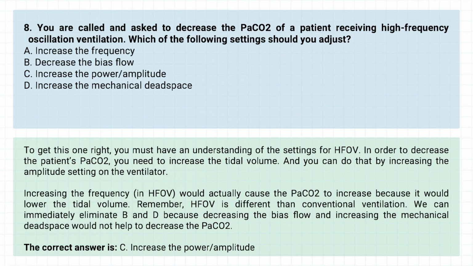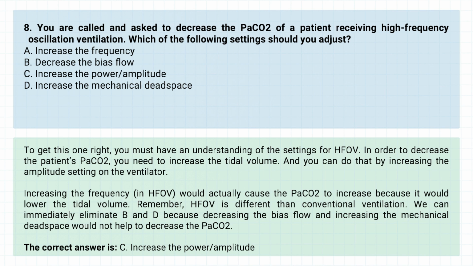To get this one right, you must have an understanding of the settings for high-frequency oscillation ventilation. In order to decrease the patient's PaCO₂, you need to increase the tidal volume, and you can do that by increasing the amplitude setting on the ventilator. Increasing the frequency in high-frequency oscillation ventilation would actually cause the PaCO₂ to increase because it would lower the tidal volume.